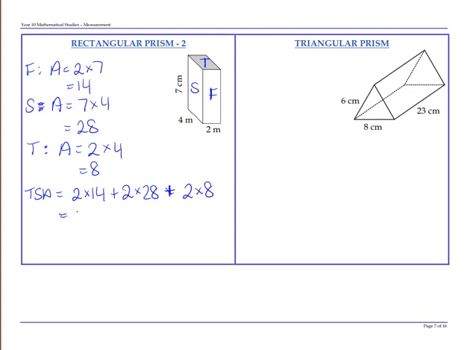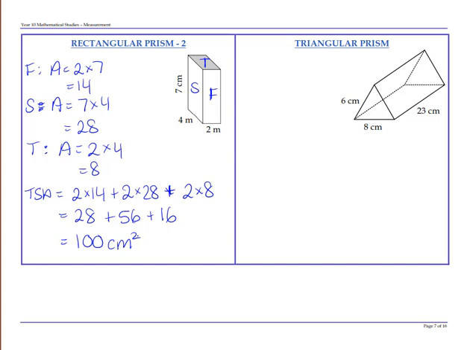So again, make sure you've got those 6 sides. And if you don't, you've missed something. And as I said before with a cube, is it a closed box? Always assume it is unless told otherwise. If it was an open box, then I'd have to take off maybe the top, if that's what was missing. And I'd have 2 lots of 14, 2 lots of 28, and only 1 lot of the 8.